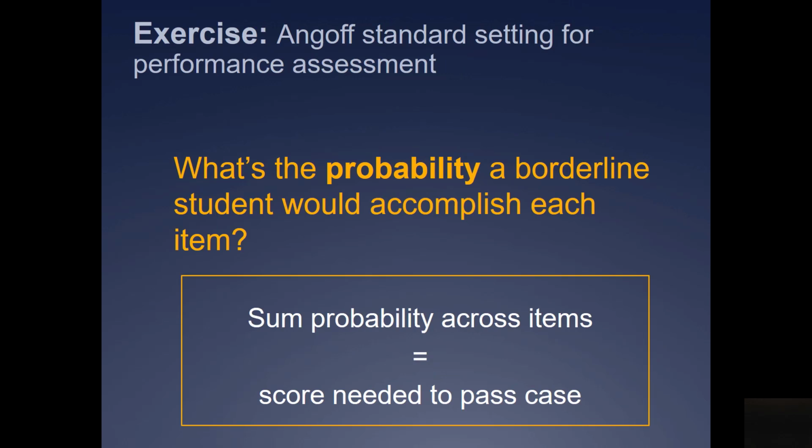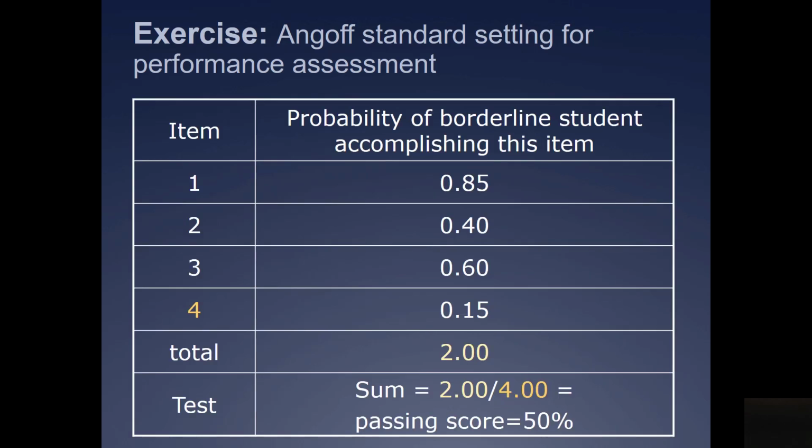Now, when we talk about this exercise, we're going to focus on a single question. What's the probability a borderline student would accomplish each item? Then we're going to sum the probability across the items, and we're going to get to a score needed to pass this particular case or whatever that test might be. Let's contextualize this a little bit. So in a simplified setting, this might be a little bit easier.